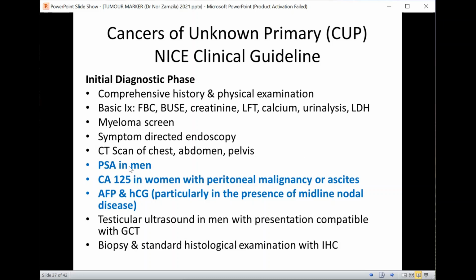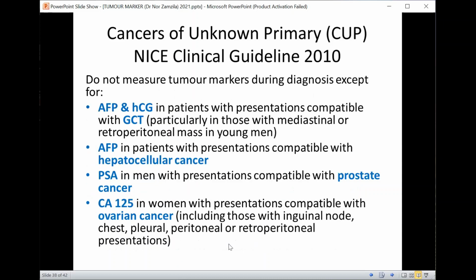After that they suggest PSA in men, CA125 in women with peritoneal malignancy or ascites, and AFP and HCG in those with midline nodal disease. Then followed by testicular ultrasound, and also biopsy and standard histological examination. So basically, more or less, the ESMO guideline and NICE guideline are quite similar. The difference is that NICE adds myeloma screening in its guideline. However, the NICE also mentions it clearly.